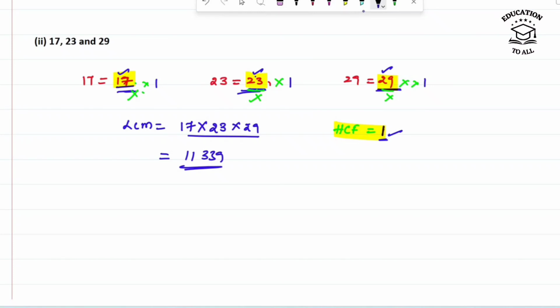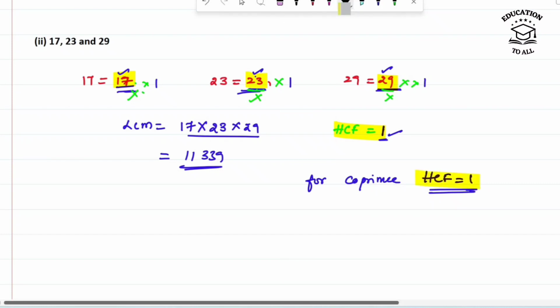So remember, for co-primes HCF is always 1. Got it? Remember, this hint is a very important condition. For co-primes, HCF is equal to 1.